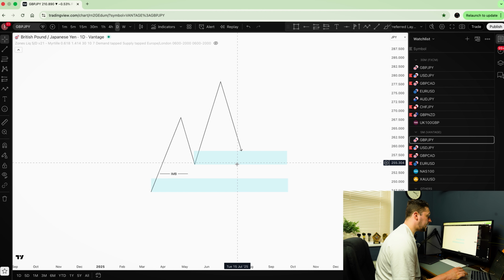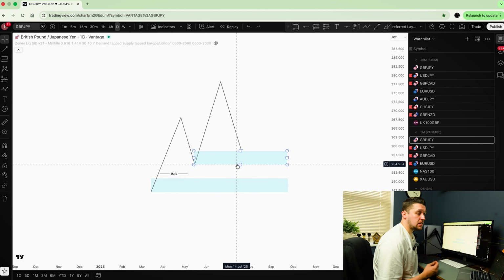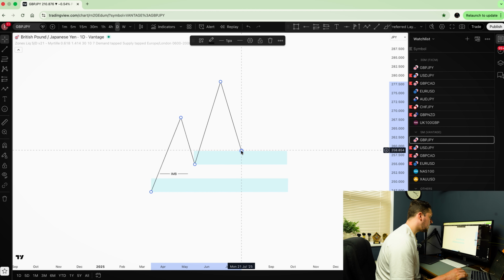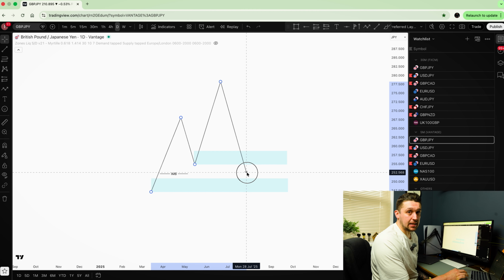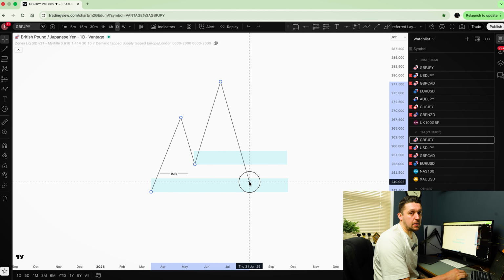You've got to put yourself in the shoes of the institutions and think, well, why would they get in here when firstly all the price is efficient, there's no imbalance, but also when they could get a better price by taking out all of this liquidity, filling the imbalance, rebalancing the markets, and then getting a better price down here.